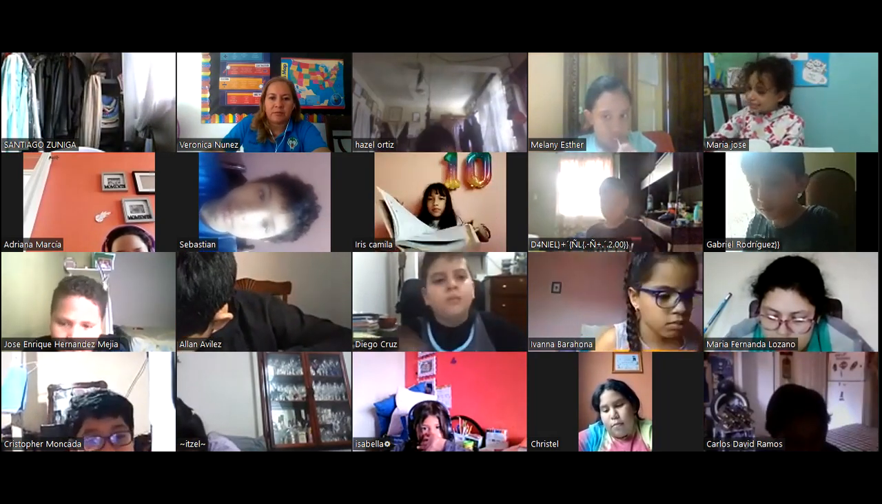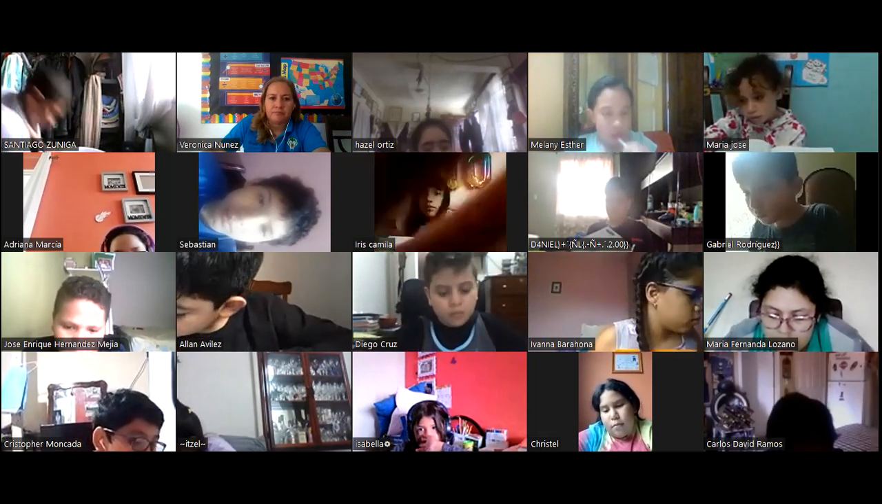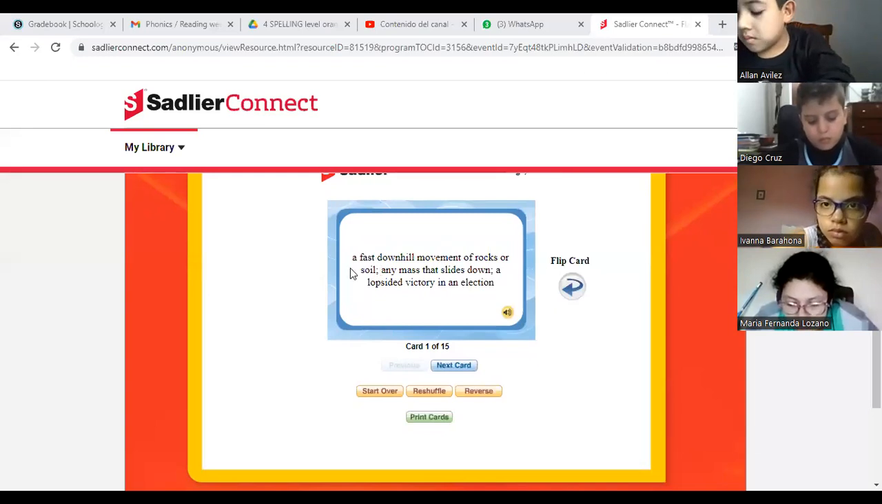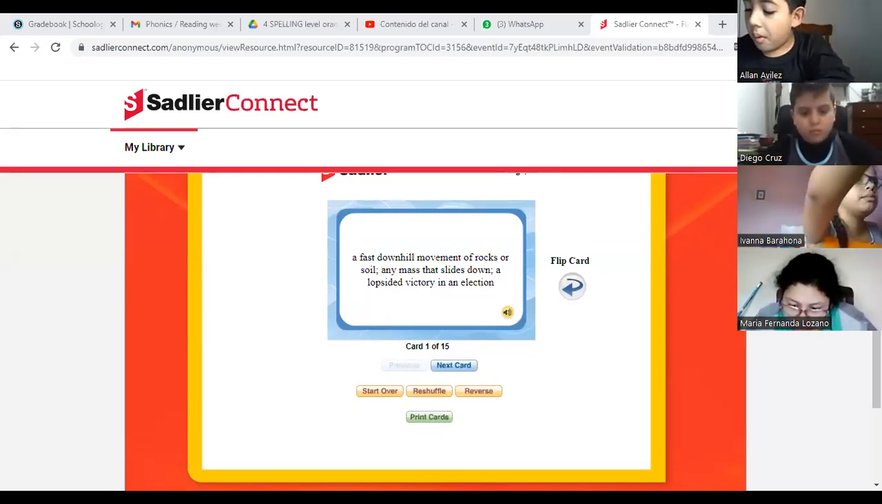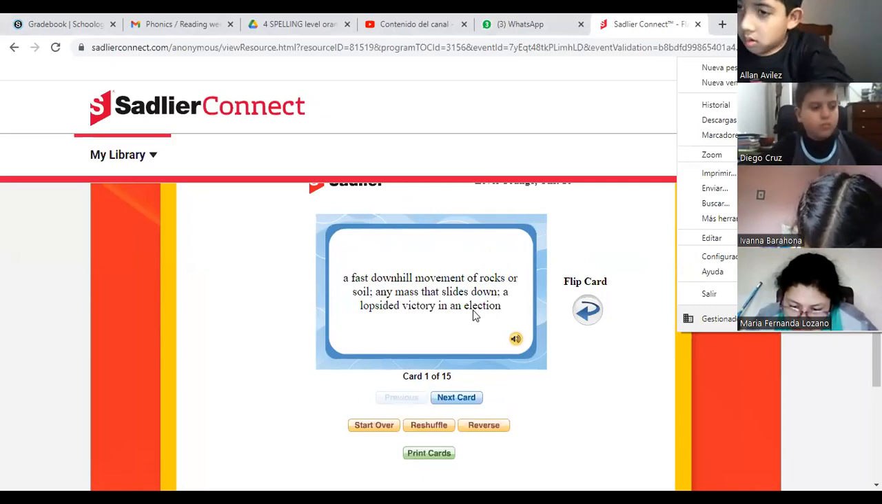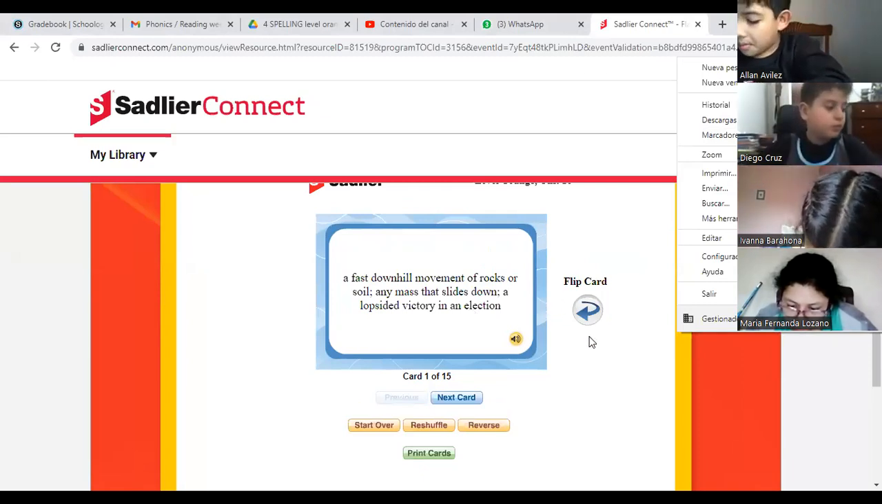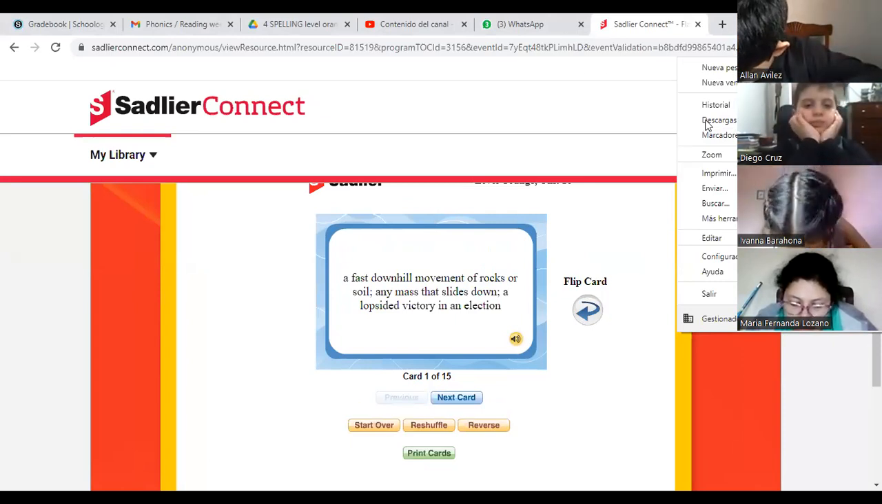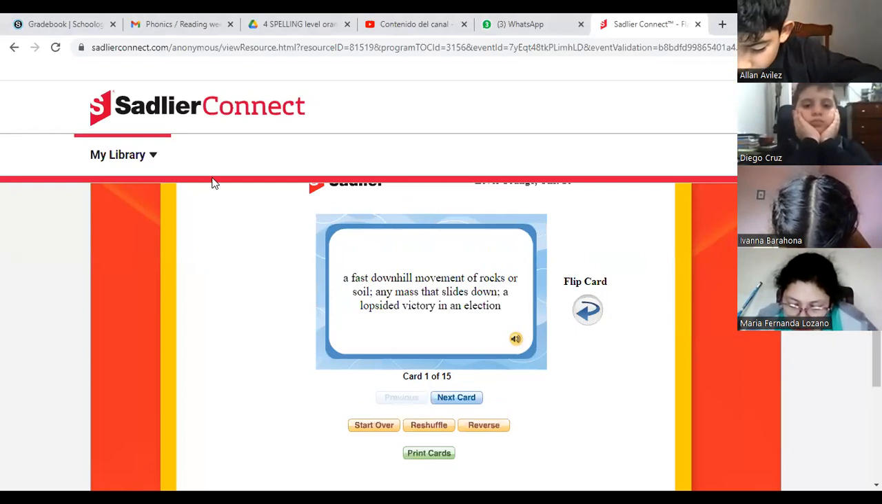Tell me what word is this one? A fast downhill movement of rocks or soil. Any mass that slides down, a lopsided victory in an election. What is it? What word from the vocabulary?